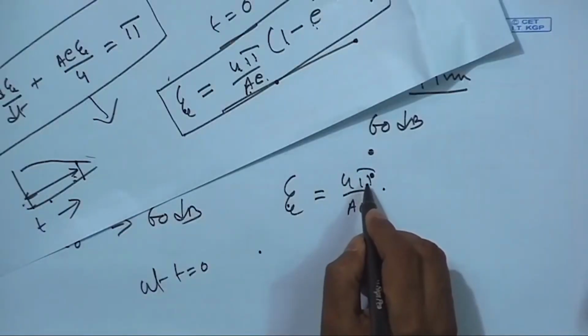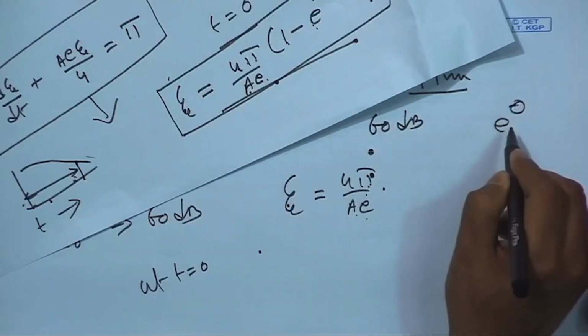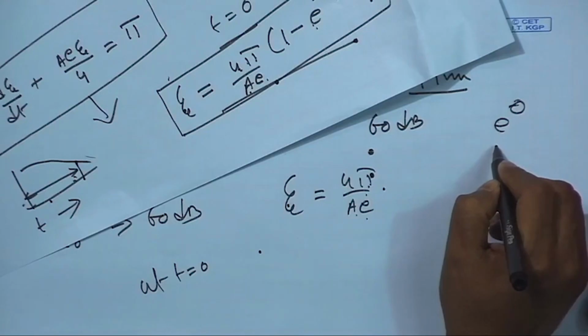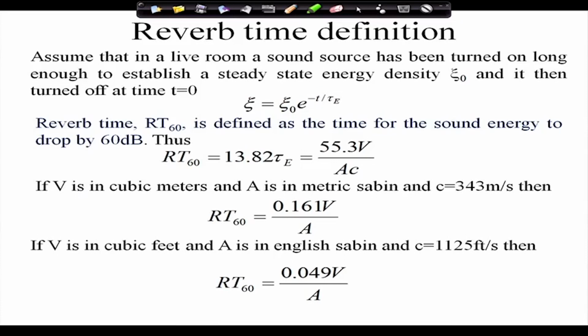When the sound is steady state, the energy density in the room is 4 pi by AC at t equal to 0, e to the power 0. Four pi by AC. Okay. So, in that case, it is 4 pi by AC. Now, I said the time psi 0 has to be dropped by 60 dB.